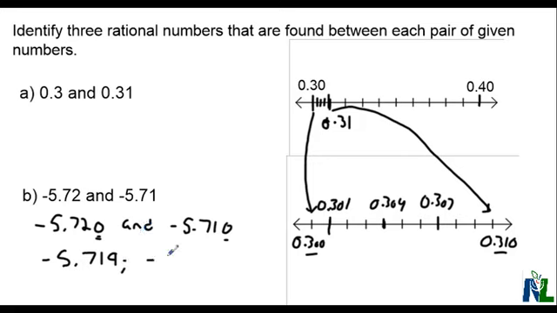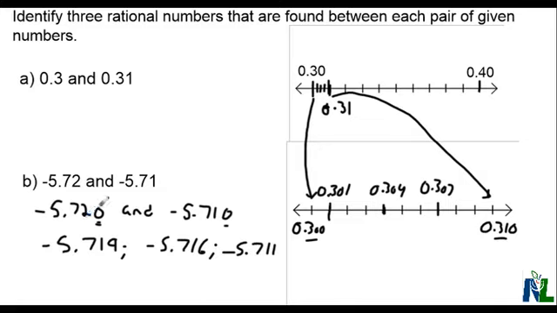Negative 5.716, negative 5.711. Those three are all in between the two given decimal numbers. Just be careful about not going outside of the pair.